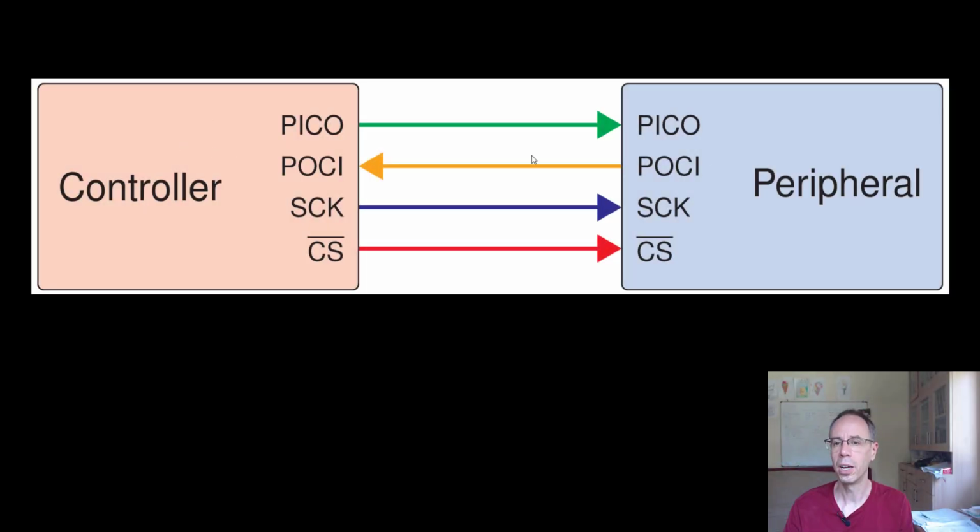So we have our SPI controller and peripherals. The controller will be the nRF52840 developer kit and the peripheral the BME280. Here we have to connect the POCI line, the PICO line, the clock line and the chip select line.